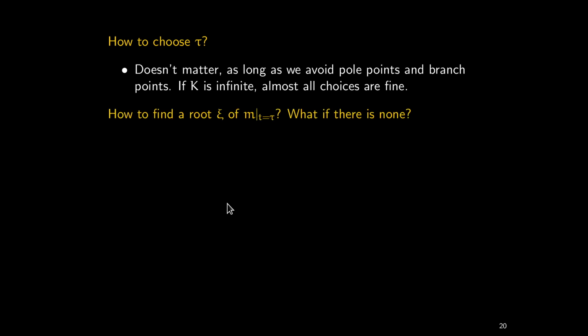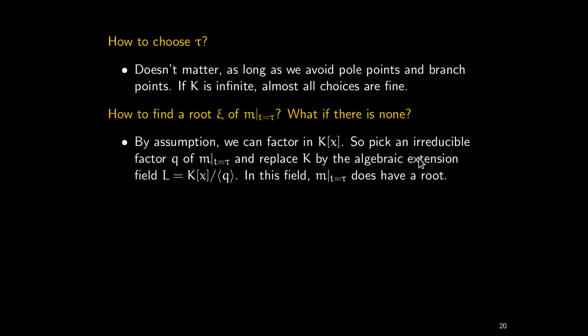And another question is, when you then plug in the tau for the t and get a univariate polynomial that doesn't have a degree drop and that doesn't have multiple roots, then you still have to find the initial term of the power series expansion, and that's a root of this m, for t equals tau. And it may be that this is an irreducible polynomial. So what do you do if there's no root?